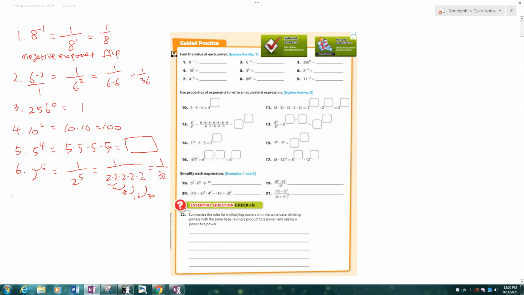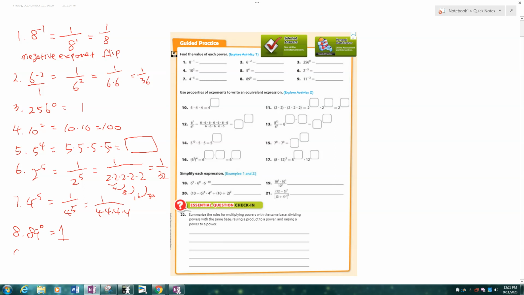Number 7 is 4 to the negative 5th power. That means it flips. So 1 over 4 to the 5th power, drop the negative. That means 1 over 4 times 4 times 4 times 4. And moving on to number 8. Number 8 is 89 to the 0 power. Anything to the 0 power is 1. Don't think, that's just 1.